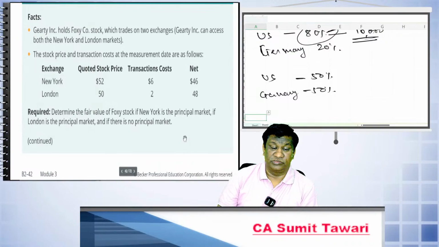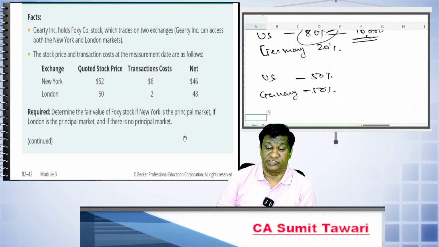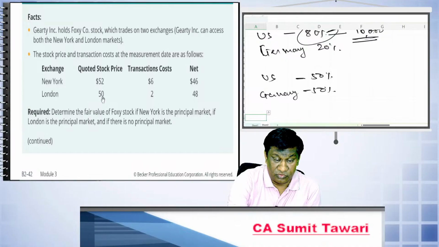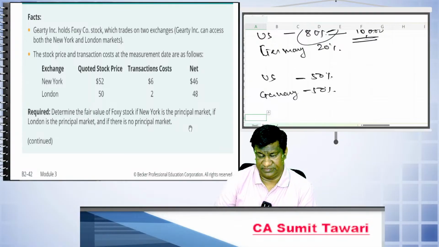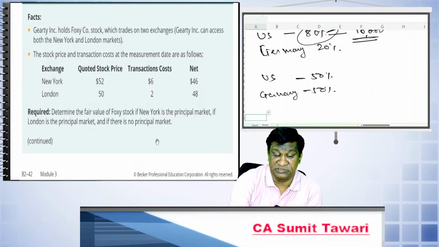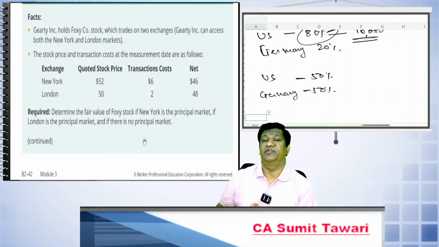Getting holds Foxy company stock, which trades on two exchanges. Getting can access both the New York and London markets. In New York, the quoted price is 52 and the transaction cost is 6. In London, the quoted price is 50 and the transaction cost is 2. So 46 and 48 net. What would be the value of the asset? Let's discuss. And assume there is no principal market. If the principal market information is given, then you do not need to evaluate the most advantageous market.